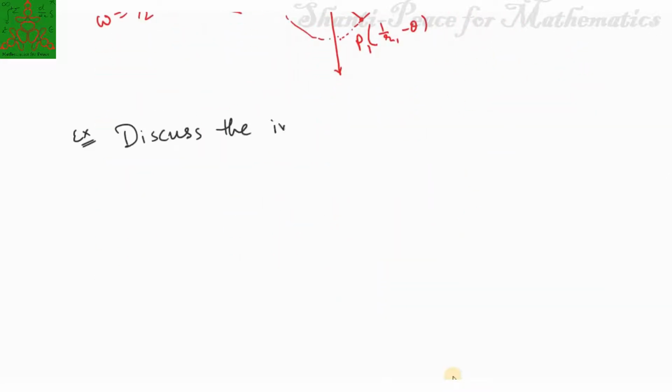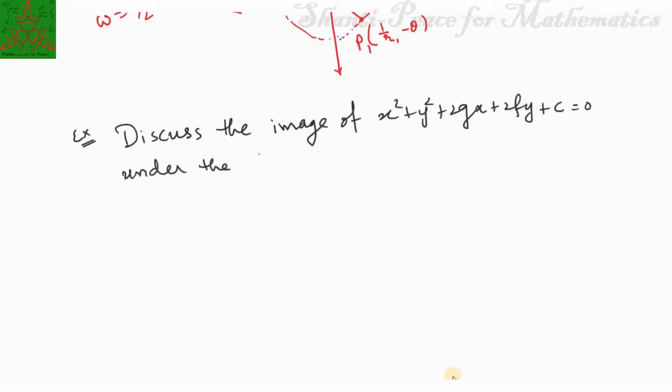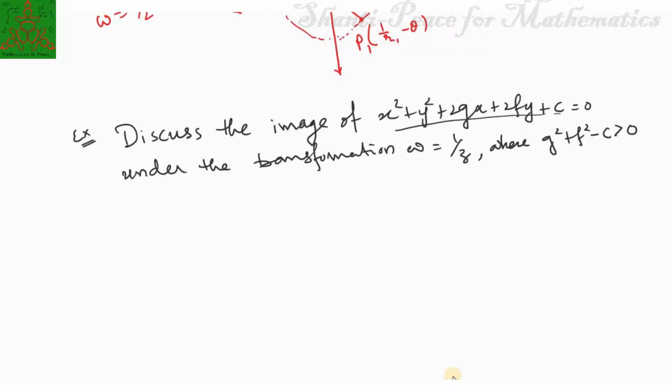Discuss the image of x square plus y square plus 2gx plus 2fy plus c equal to 0 under the transformation w equal to 1 upon z, where g square plus f square minus c is greater than 0. So what does this represent? First of all, you should know that in general this equation with this condition represents a circle. So here the question is to calculate the image of a circle under the transformation w is equal to 1 upon z, that is inversion.